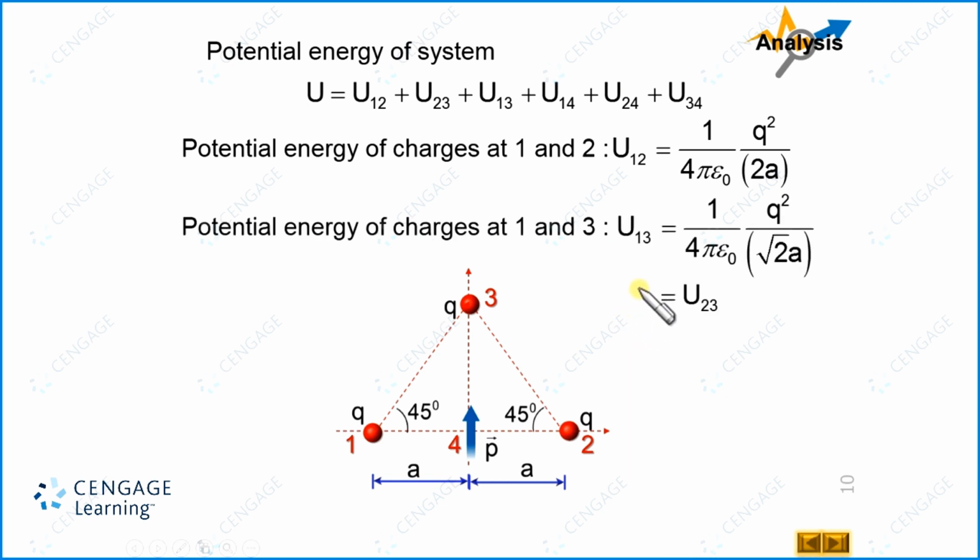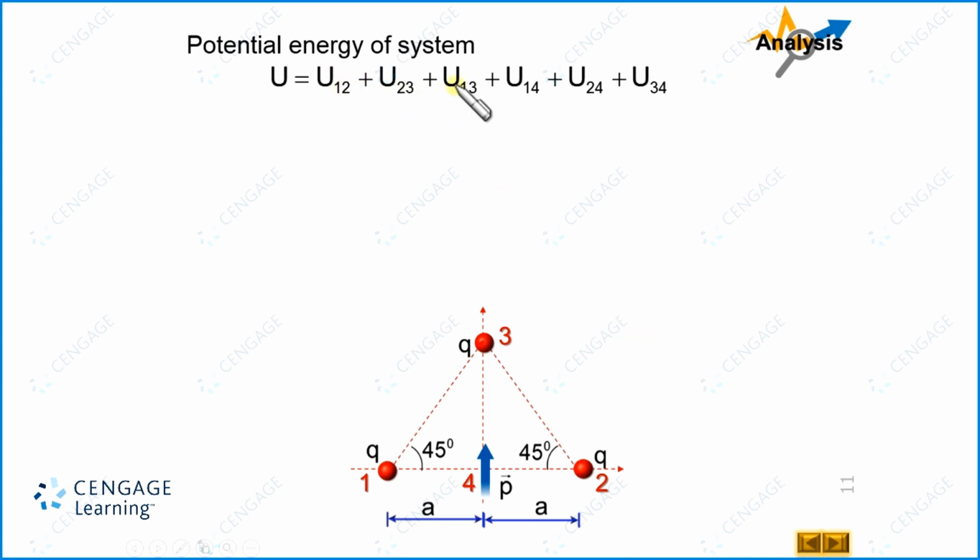So first we calculate the potential energy U13. U13 is equal to, as we calculated, this distance is root 2 a. So this value is 1 upon 4 pi epsilon naught q square divided by root 2 a. So these are the potential energies U12, U23 and U13. Let us write the potential energy terms on the next page.